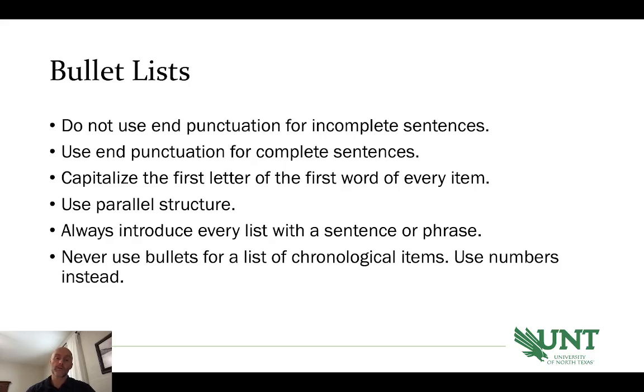So when you use a bullet list, you don't want to use end punctuation if whatever is in the bullet is an incomplete sentence. If it is a complete sentence, do use end punctuation. In other words, put a period at the end of each bullet. Capitalize the first letter of the first word in every list item. Use parallel structure. We'll see an example of that in just a moment.